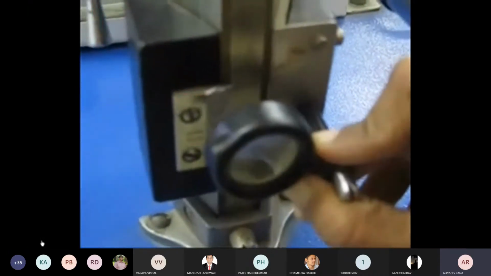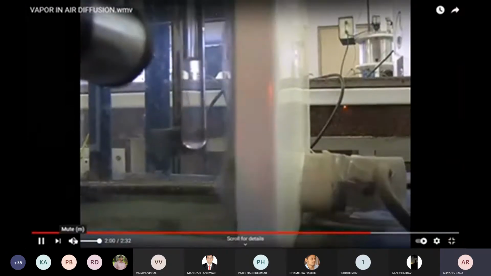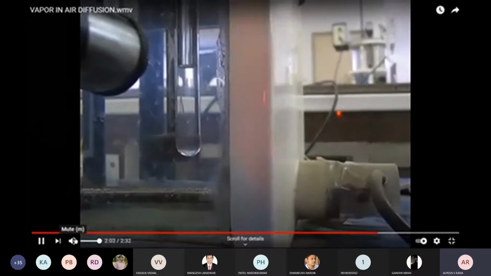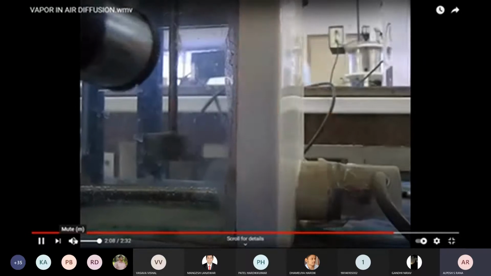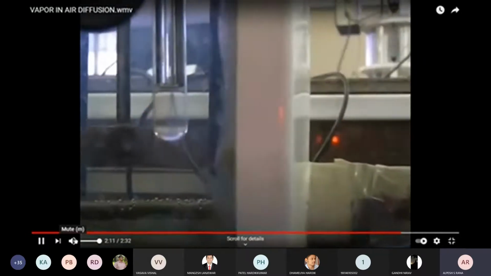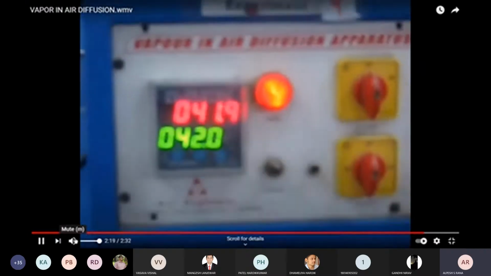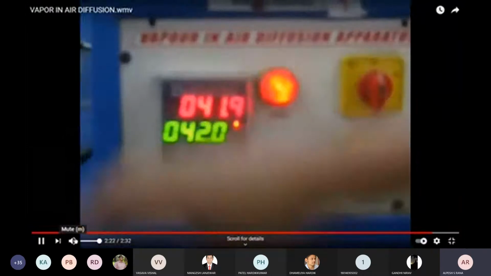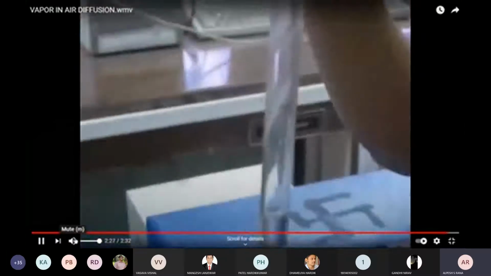By using a magnifying glass, we can have the actual measurements. Now we see that the level of CCl4 in the test tube gradually decreases with time. This is the level after 3 hours. Now we switch off the system and take out the air pump inlet and the test tube.